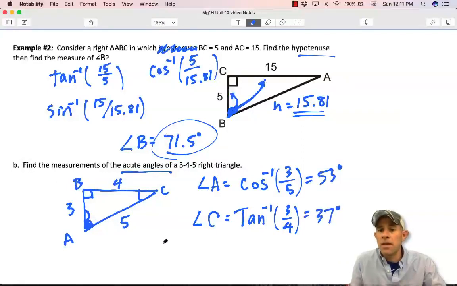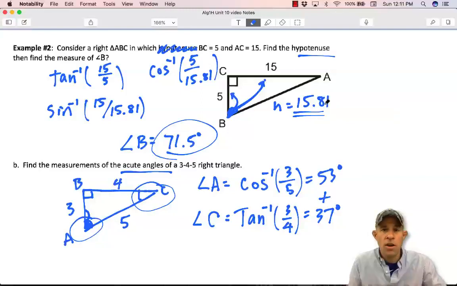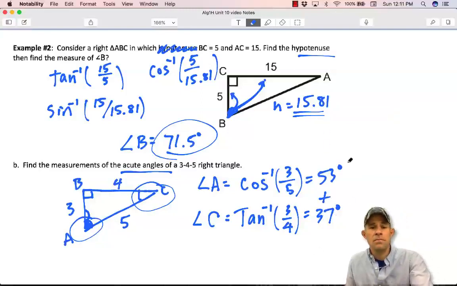And now that should make sense. These two should actually add up to equal 90 degrees, because if you remember, the two acute angles of a right triangle should add up to equal 90.